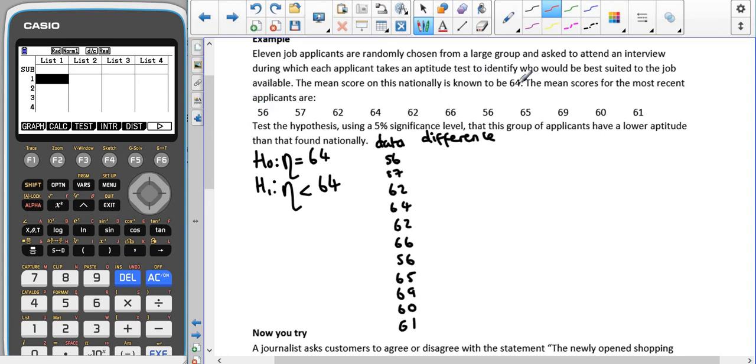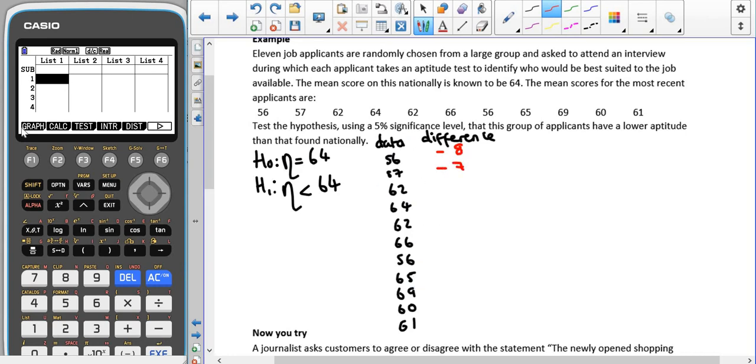So 56 minus 64 gives me minus 8. 57 minus 64 gives me minus 7. And we're doing the same all the way down.